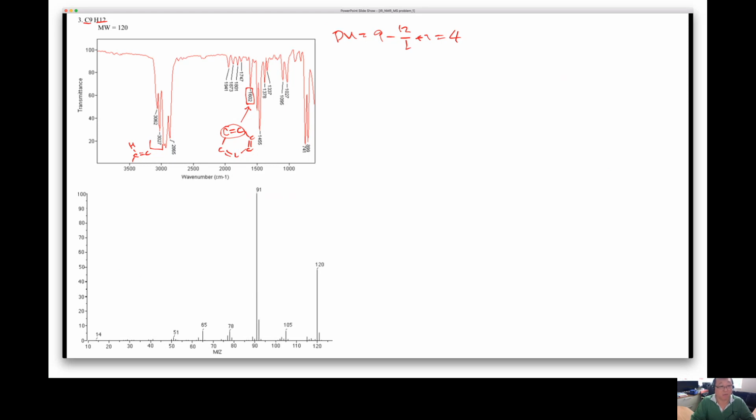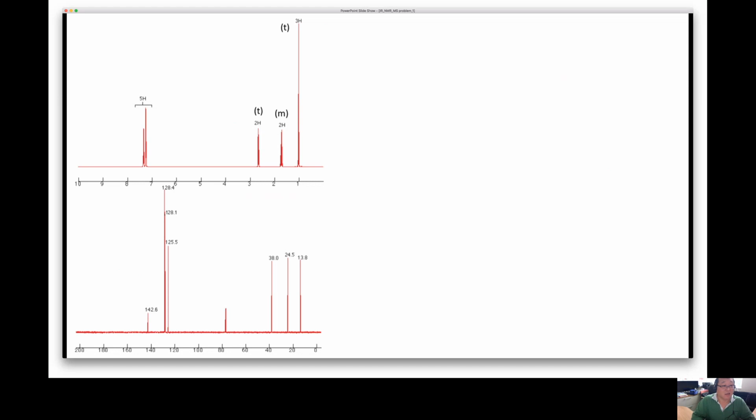This suggests we have a benzene, and obviously if it's a benzene, then the NMR will show the aromatic hydrogens. And clearly we've got 5 hydrogens in the aromatic region, so this is definitely a benzene, right? Five hydrogens means it's just a monosubstituted benzene. I don't know what it is, but something else should be connected there.